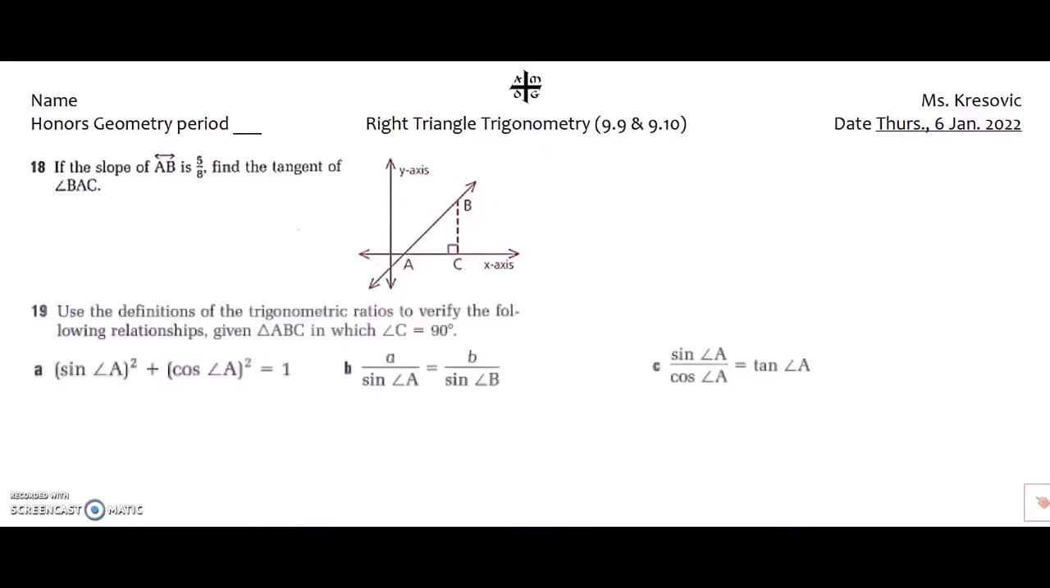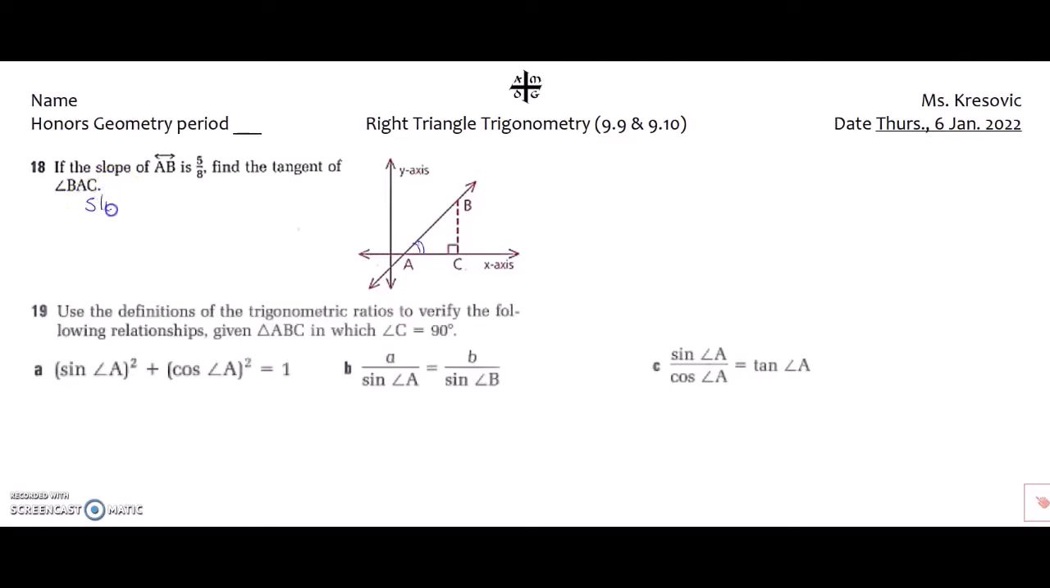Hello, let's take a look at some more right triangle trigonometry problems from the book. If the slope of AB is 5/8, then find the tangent of angle BAC. So we're asked to find the tangent of angle BAC there.